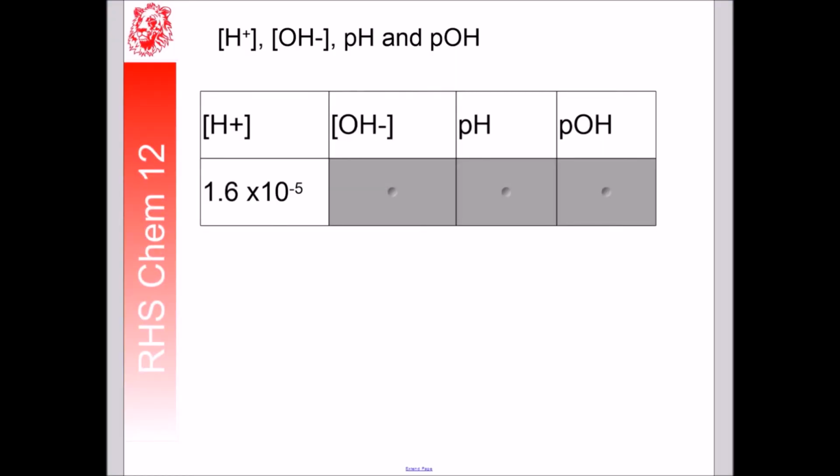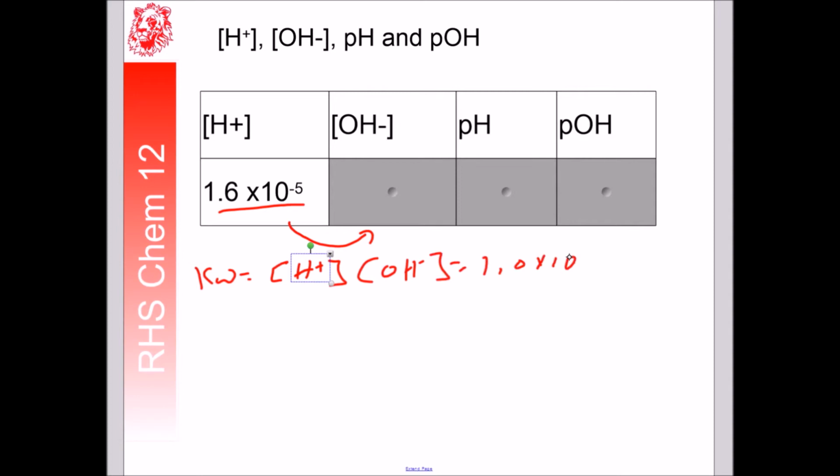What is the concentration of OH minus in a solution where the H plus is that? So I'm going to go from here to here. Well, the formula I'd want to use for that would be Kw is equal to the concentration of H plus times the concentration of OH minus, which is equal to 1.0 times 10 to the negative 14. So then I would put in 1.6 times 10 to the negative 5.